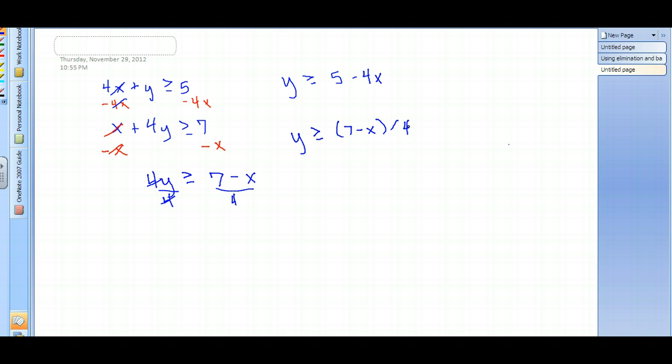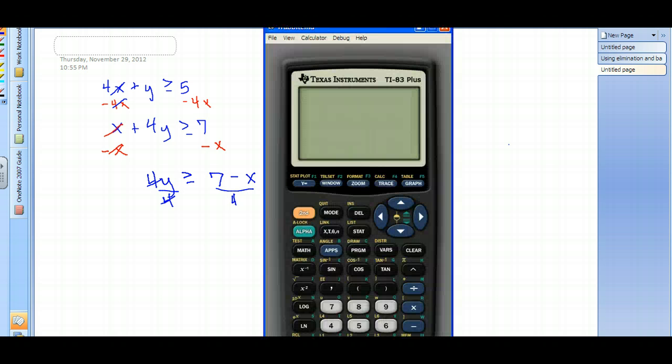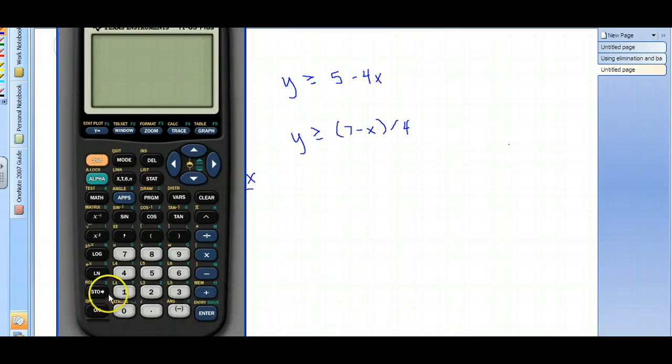So those are the two things I'm going to put into the calculator. Again, I'm going to ignore the order symbols for now. I'm going to say 5 minus 4x, and then come back in front. This is greater than, so I'm going to hit enter a couple times. There's greater than, meaning it's shaded above.